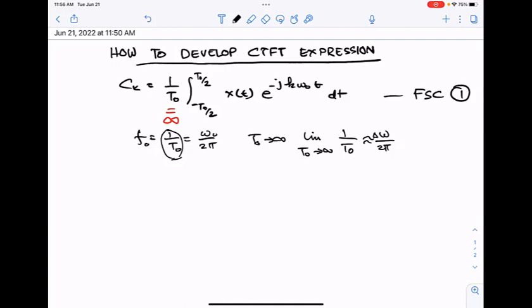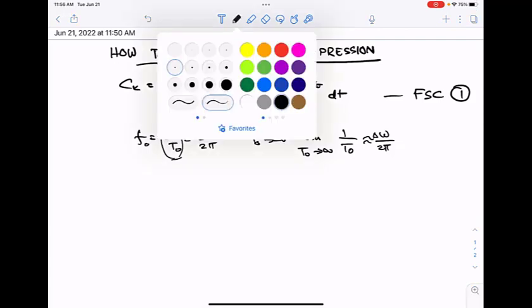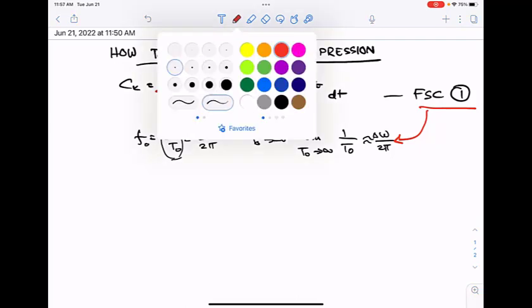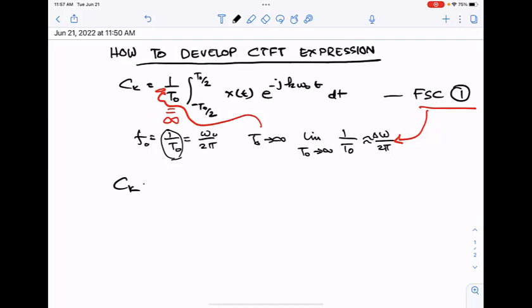We can rewrite the FSC equation, this one, using this expression in right here. So let me rewrite this equation again in black. CK is equal to delta omega divided by 2 pi, but now the integration will take place over the infinitely long period, x of t e to the minus j k omega 0 t dt.